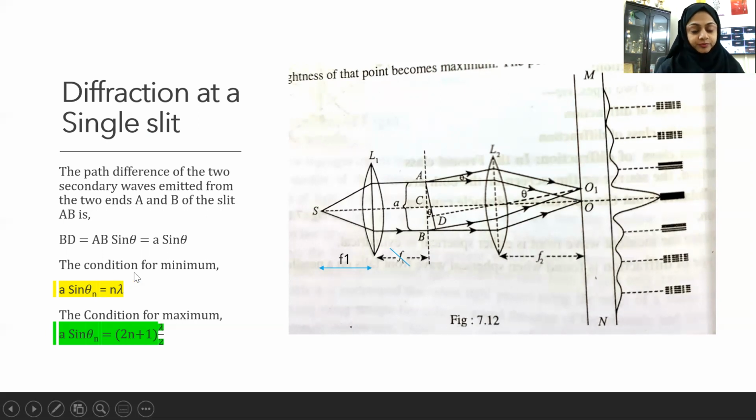So here, the condition for minimum and maximum is just the opposite of what we learned for interference. So remember that the condition for minimum for diffraction is a sine theta is equal to n lambda, and the condition for maximum is a sine theta is equal to (2n plus 1) into lambda by 2. What is lambda? Lambda is the wavelength of the light used.